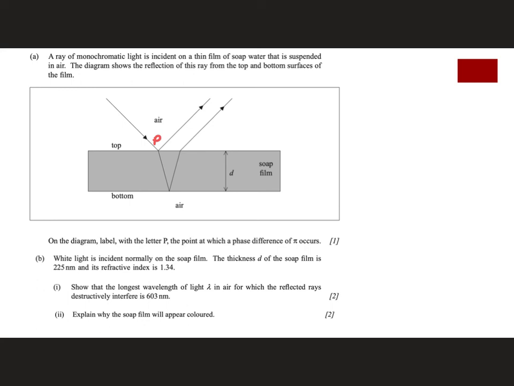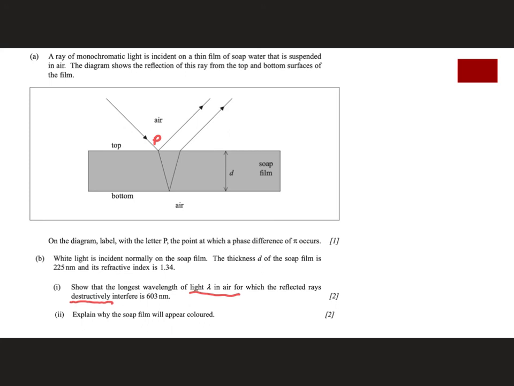Part B. White light is now being used instead of our monochromatic one. We have a thickness of D of the soap film, and the refractive index is given to us as 1.34. Show that for the longest wavelength of light that we could have destructive interference is 603 nanometers. And notice it's going to want us to have the light wavelength in air.